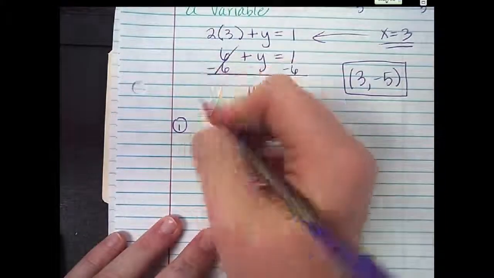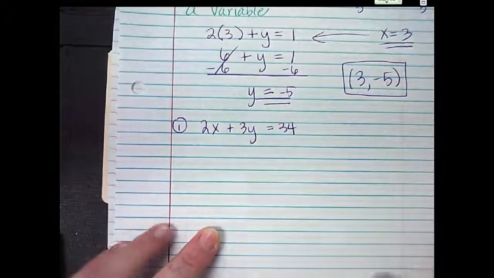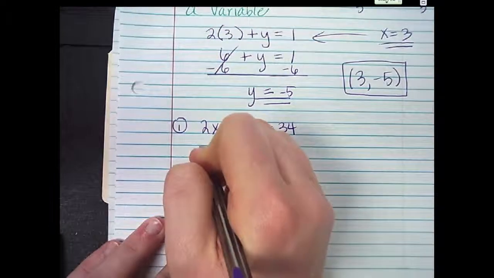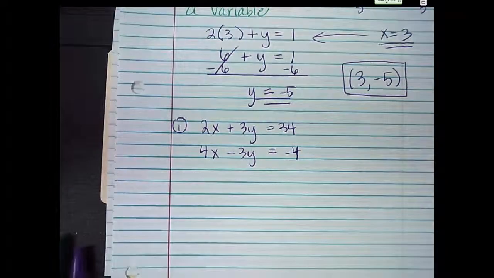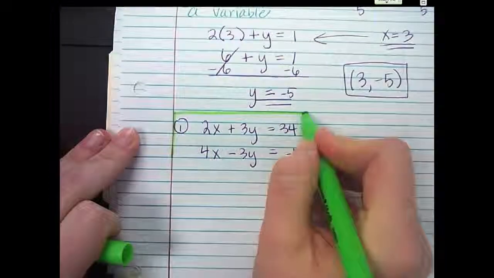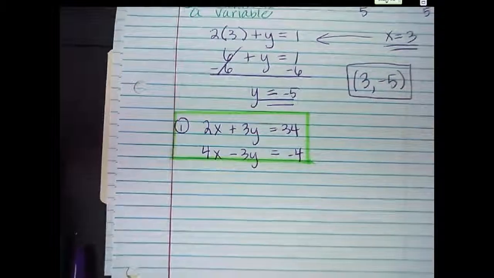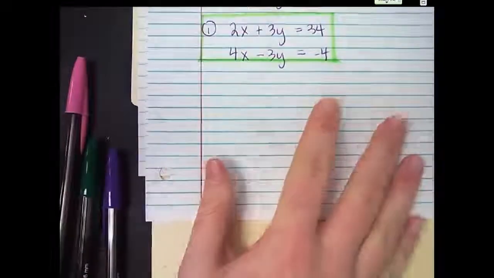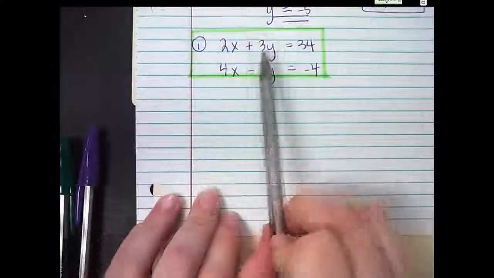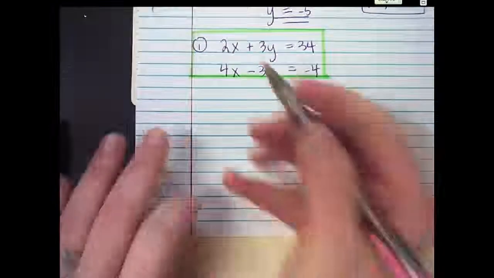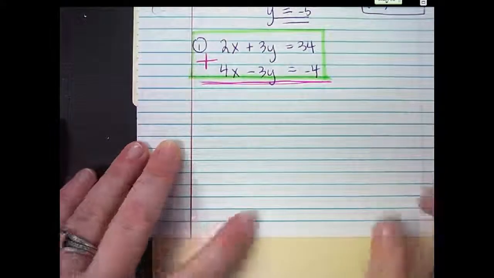Number 1. 2x plus 3y equals 34. 4x minus 3y equals -4. So you're looking for, is there a variable I can eliminate? Yeah, the y's are already set up for us. Positive 3y, negative 3y. So I'm just going to put a big plus sign right here and make this one big math equation, or addition problem, I guess.